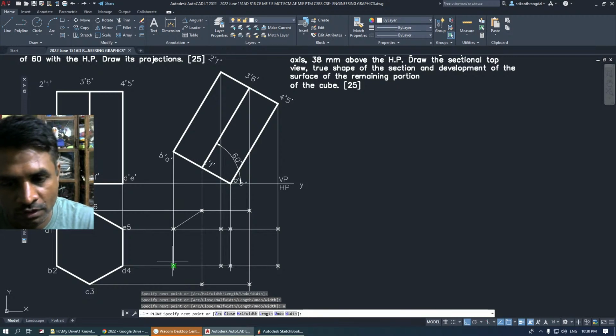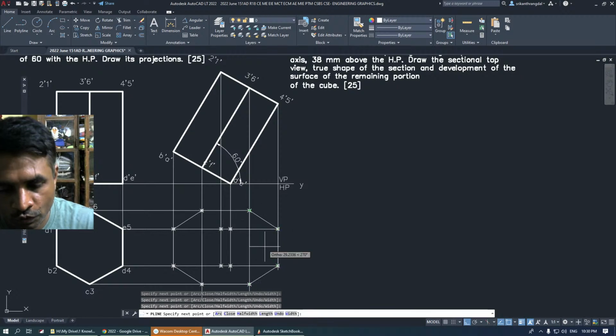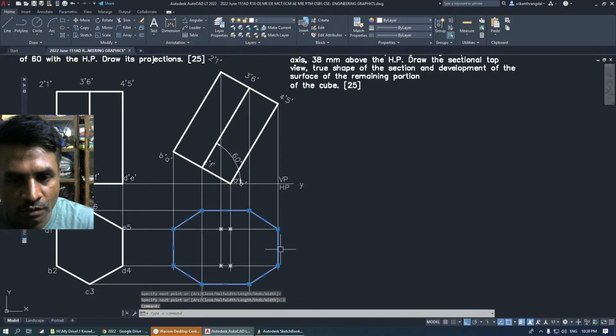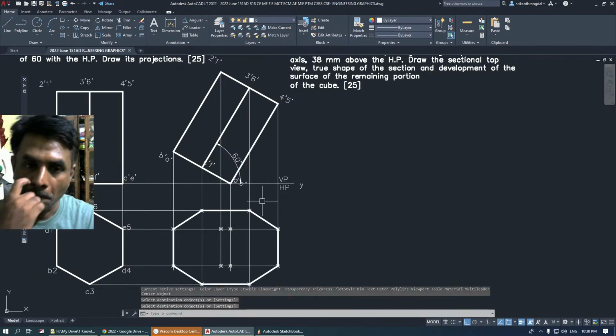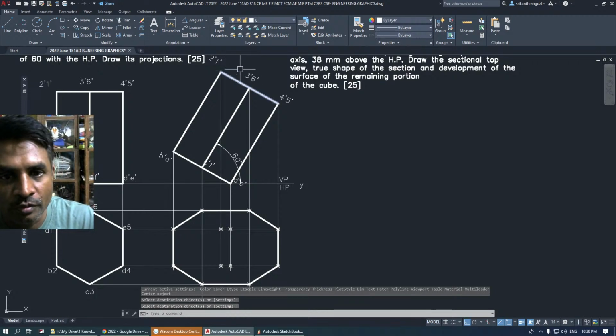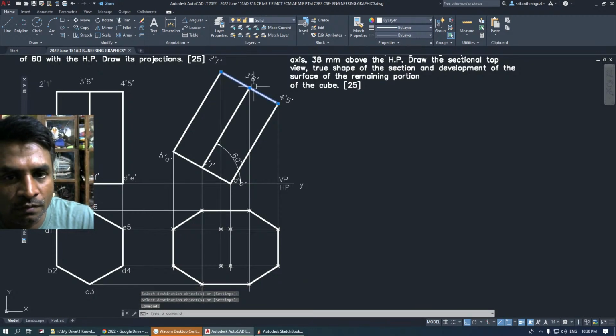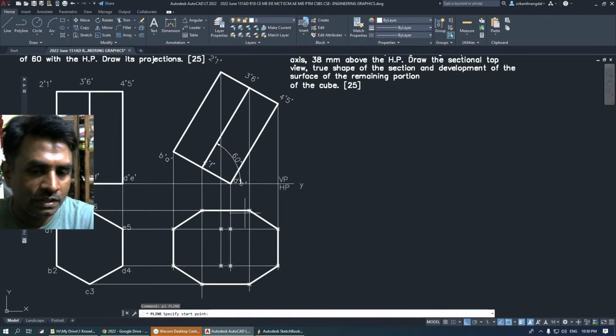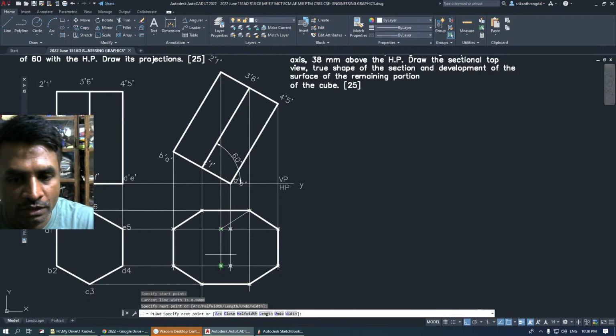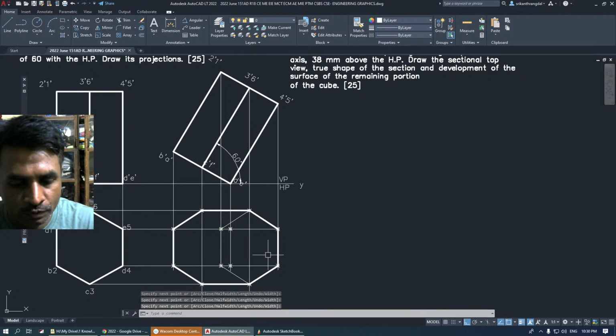edges and hidden edges. So we first need to draw the outermost boundary. This is our outermost boundary. Then we need to watch from the top. When you watch from the top, you can see that this particular face, this extended face, will be visible. So that is the face which we need to make visible.